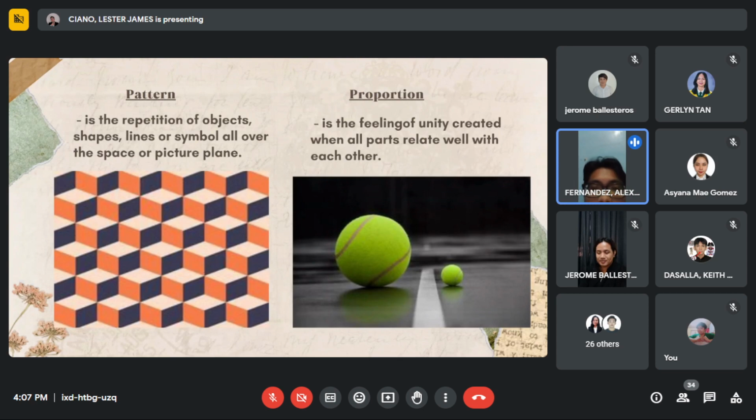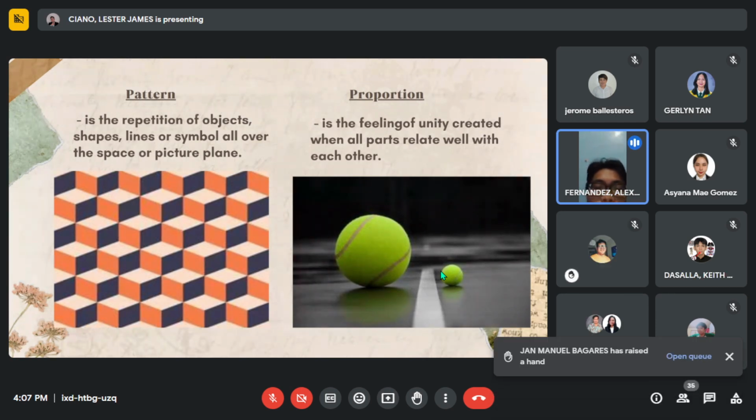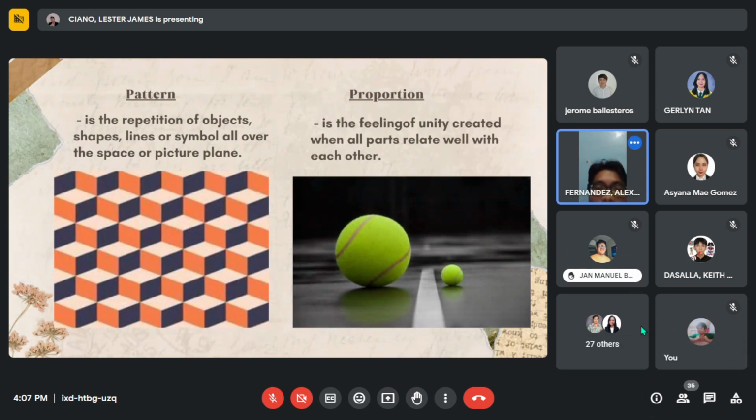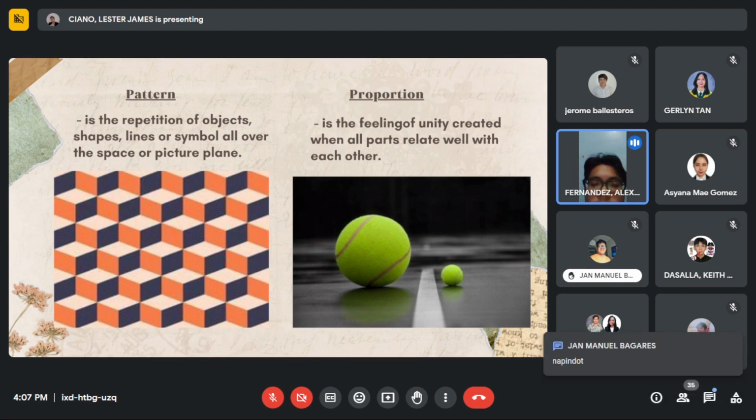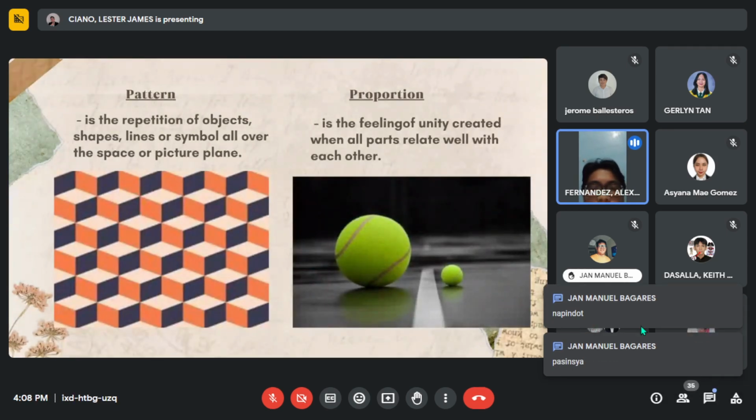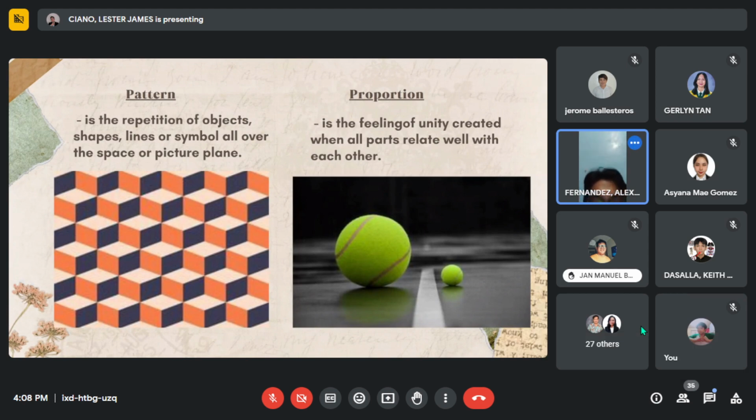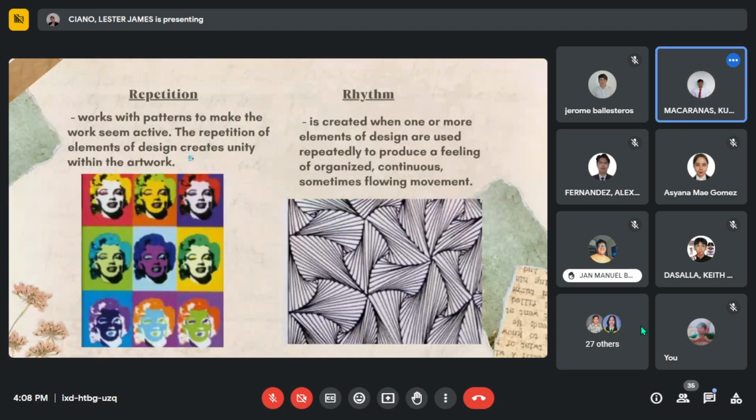Sa proportion, it is the feeling of unity created when all parts relate well with each other. Proportion refers to the relationship of two or more elements in a composition and how they compare to each other. Pwedeng kino-compare sila by size, color, quantity, degree, settings, etc. Yung relationship will form when two or more elements are combined in one painting. So that's all. Okay, so next slide tayo.